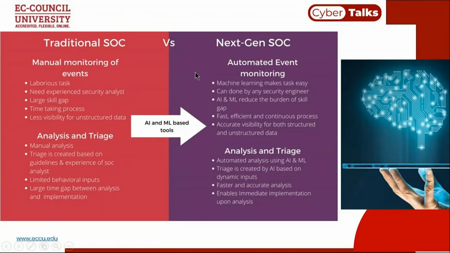Now, if we compare the same traditional SOC with a next generation SOC, which has AI and ML implemented in between, basically it is automated event monitoring. Machine learning makes tasks easy, so they can be done by any security engineer. AI and ML reduce the burden of the skill gap, with a fast and efficient continuous process and accurate visibility for both structured and unstructured data. From the analysis and triage aspect, there is automated analysis using AI and ML. Triage is created by AI based on dynamic inputs. Faster and accurate analysis enables immediate implementation upon analysis. And lastly, reducing false positives.